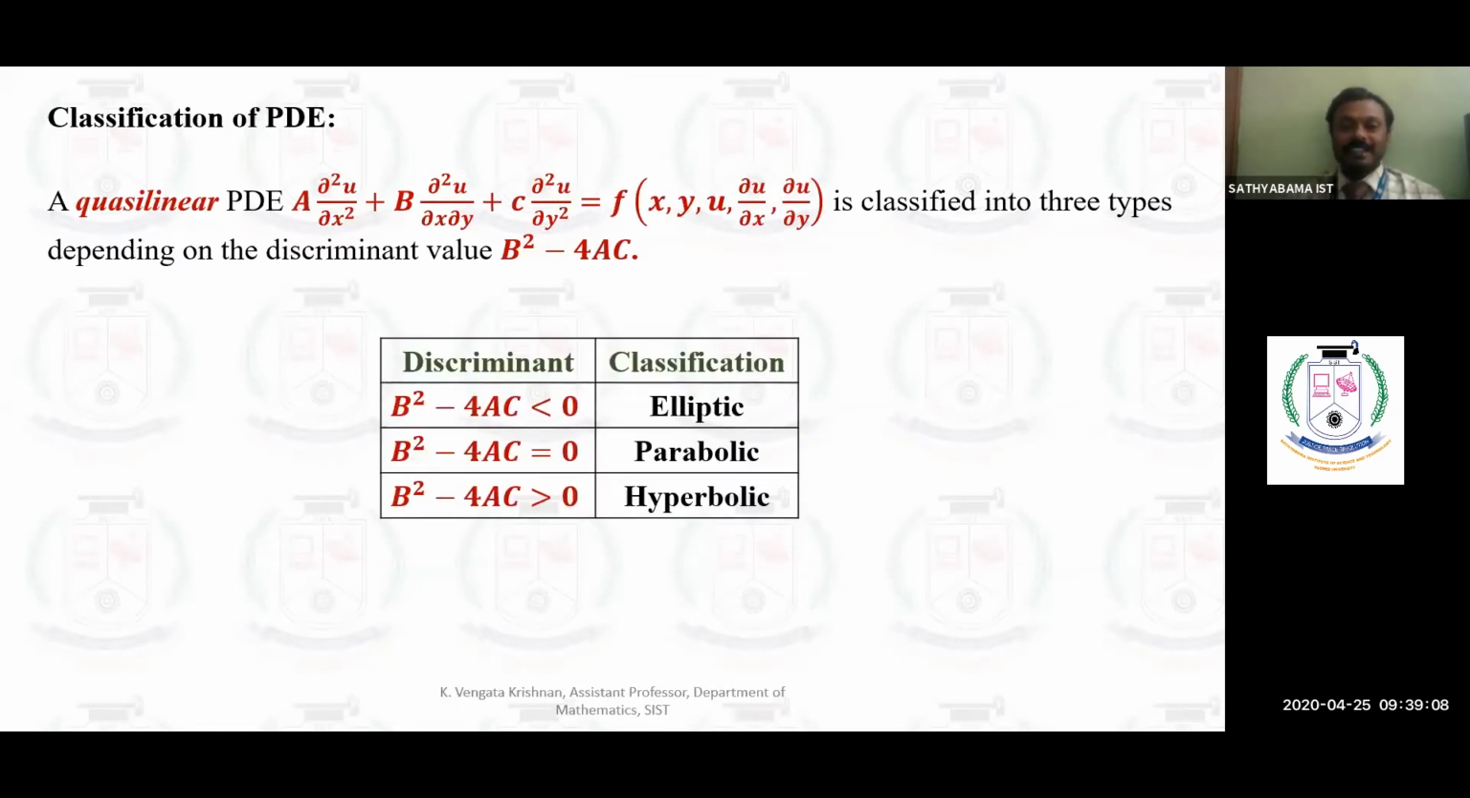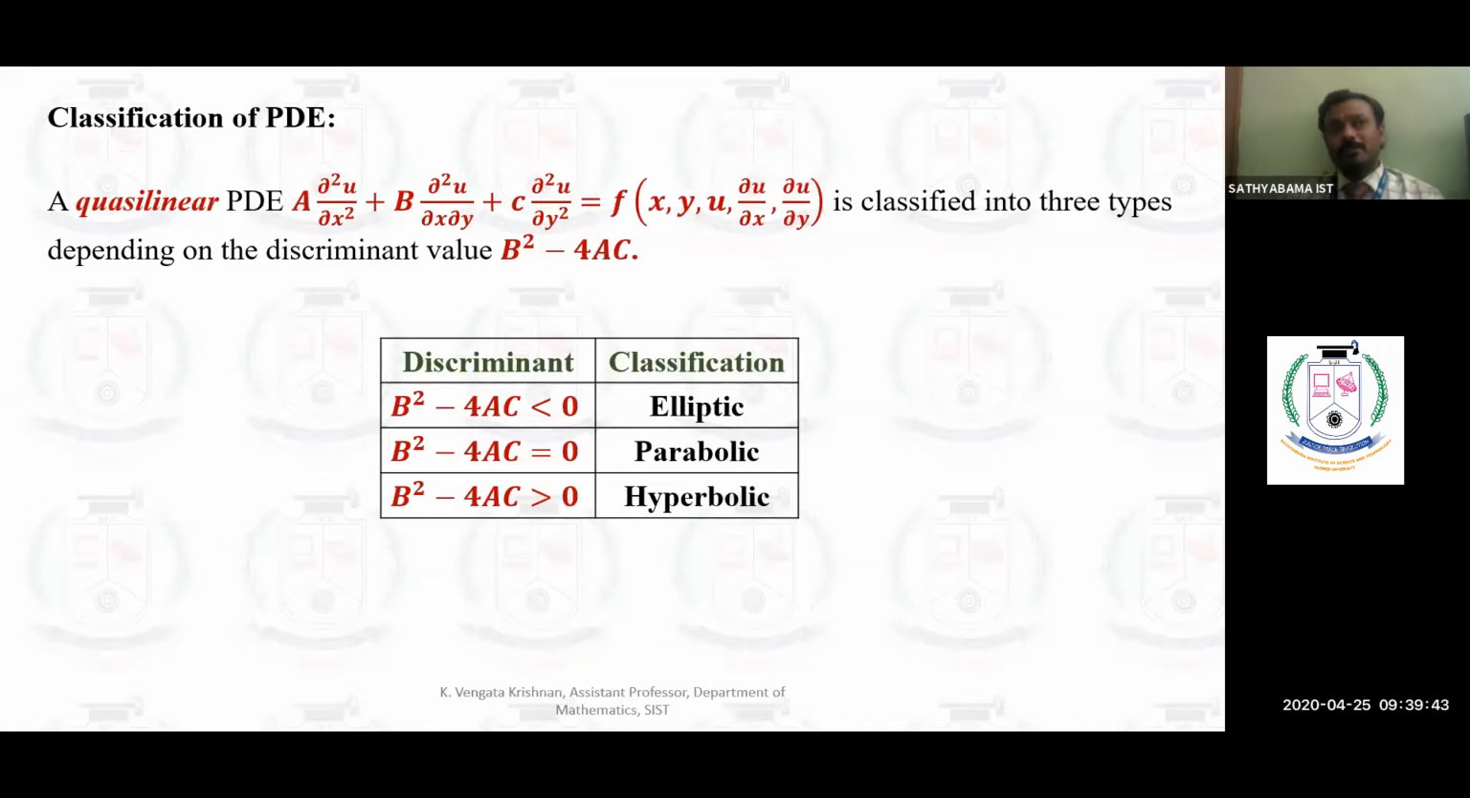If it is less than 0, same as the case we did in second order two-dimensional analytic geometry, if the discriminant is less than 0, then the curve is elliptic, equal to 0 parabolic, greater than 0 hyperbolic. In the same sense, if the discriminant is less than 0, then the PDE is called an elliptic PDE. If the discriminant is equal to 0, then it is called a parabolic PDE. If it is greater than 0, then it is a hyperbolic PDE.